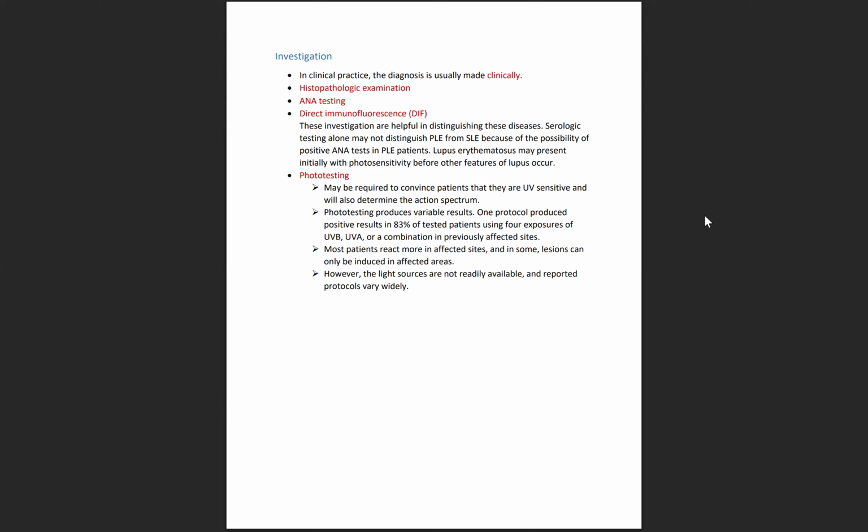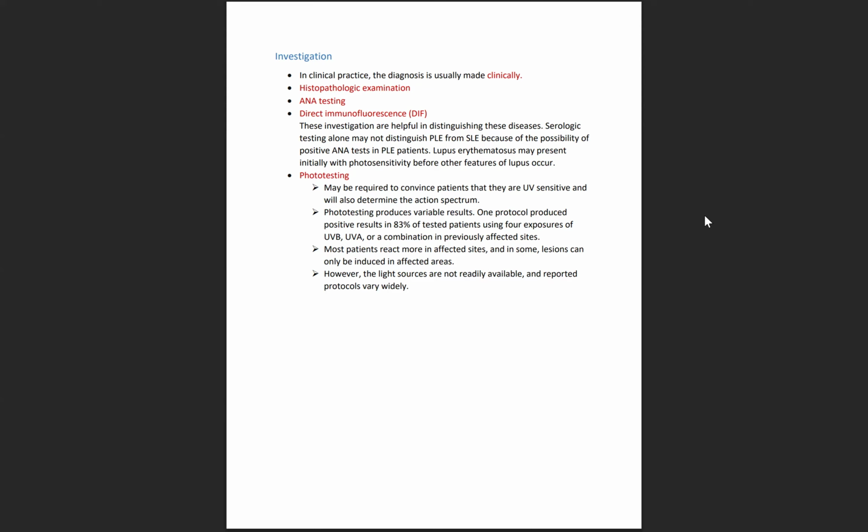Serological testing alone may not distinguish polymorphous light eruption from SLE because of the possibility of positive anti-nuclear antibody tests in patients with polymorphous light eruption. Lupus erythematosus may present initially with photosensitivity before other features of lupus occur. The photo testing may be required to convince patients that they are UV sensitive and will also determine the action spectrum. Photo testing produced a variable result.